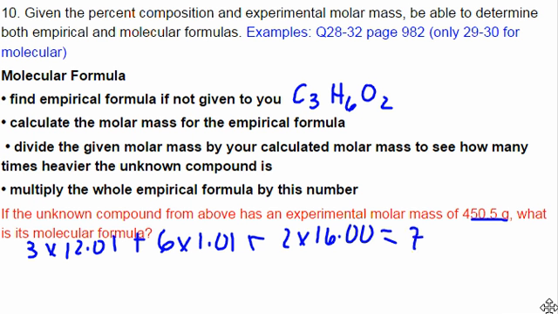3 times 12.01 plus 6 times 1.01 plus 2 times 16. So I've got 74.09 grams per mole is all this empirical formula would weigh. So the molar mass of my actual stuff is much heavier. So this is definitely going to be a multiple.